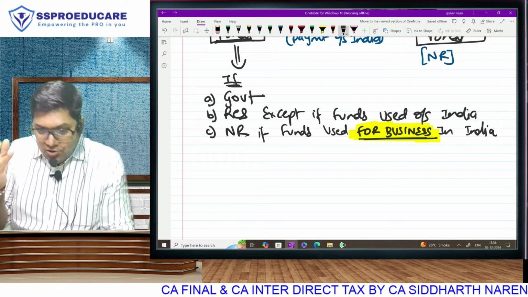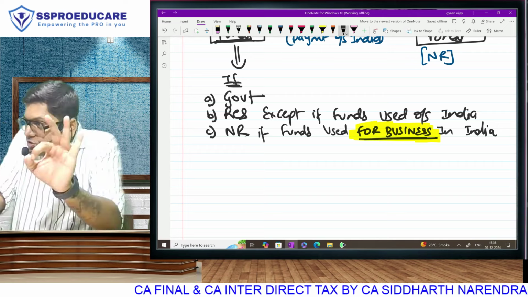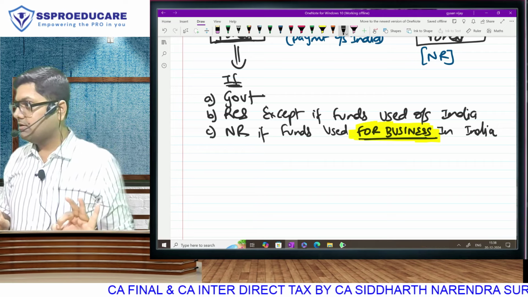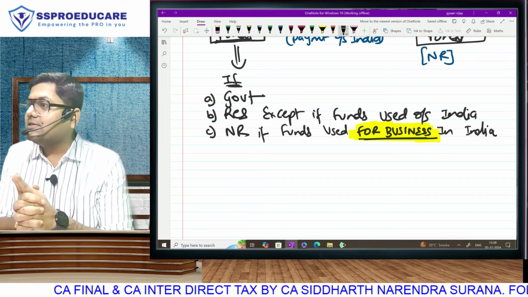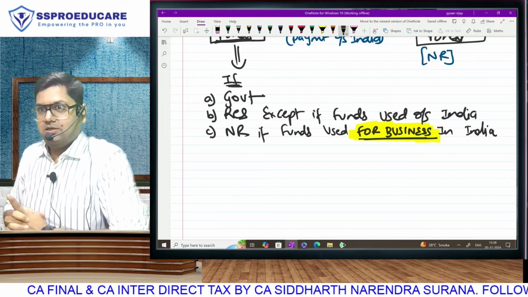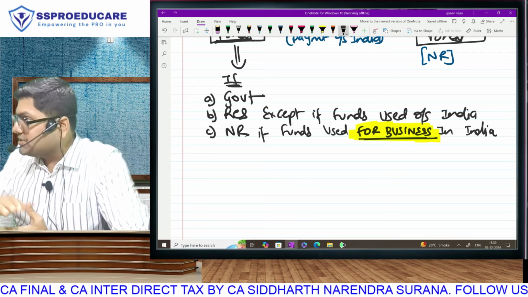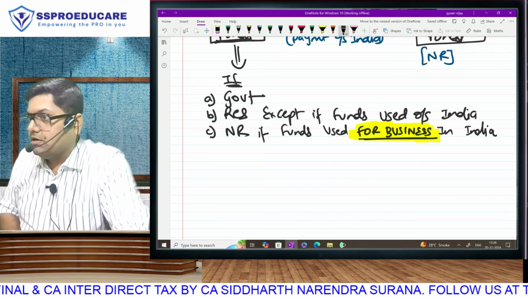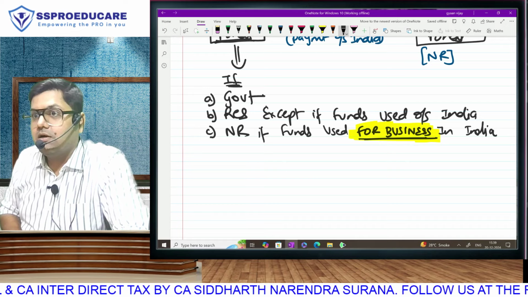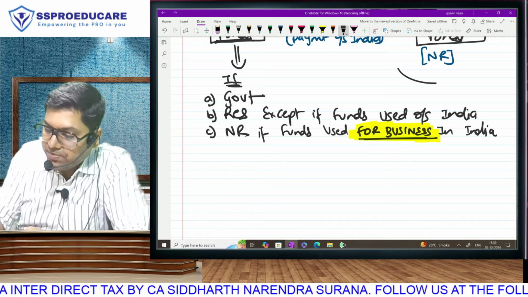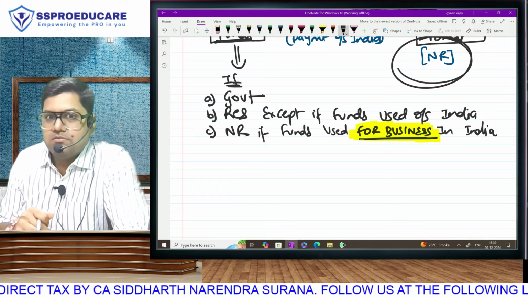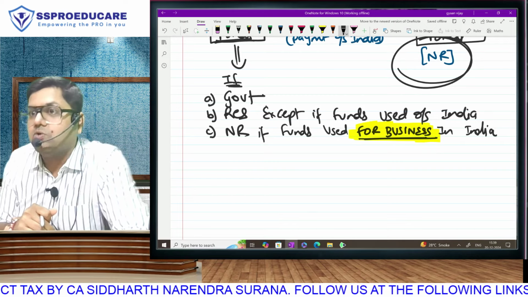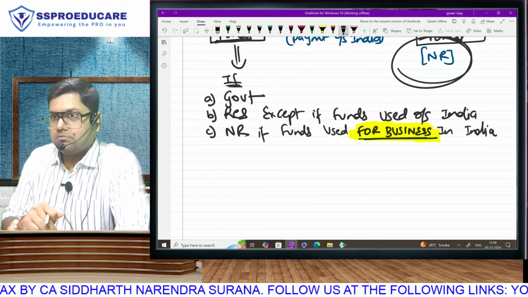Ideally, the correct logical answer should have been that any usage of funds in India should be considered as Indian income. But they are considering only business here. Meaning other than business, if there is any borrowing and the funds are being used in India, the receiver does not have to pay tax because it will not be considered as Indian income. Illogical, because our government is going to lose some tax revenue.